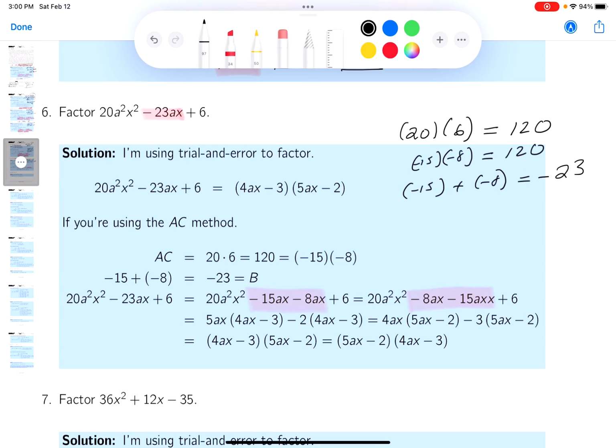So I have to, certainly, you're not going to see this in your notes, by the way, but I made an error here. And what's the error? Well, it's not 15axx. One of those x's has to be taken out, all right?